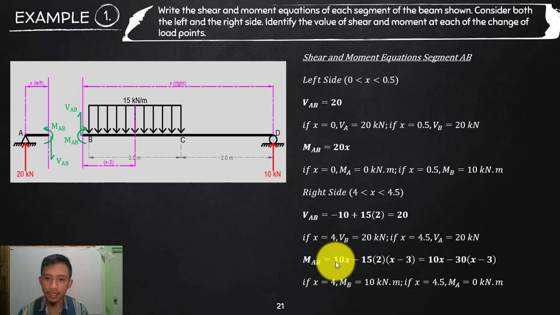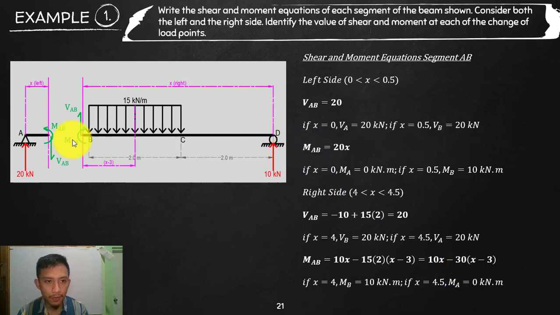Now let's go to the moment. This is what we established as equation. At x equals 4, that is your B. Substitute it here, you will end up still with 10, which is the same as that we established on the other side. Okay, that is the proof. Now I want to get the moment at A.